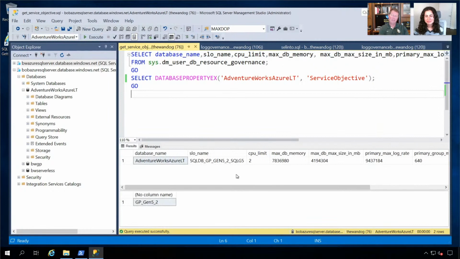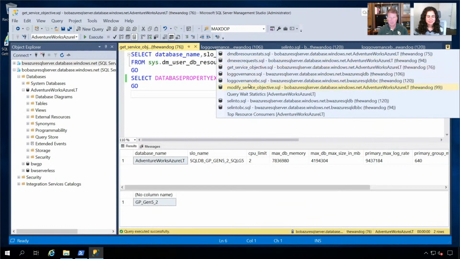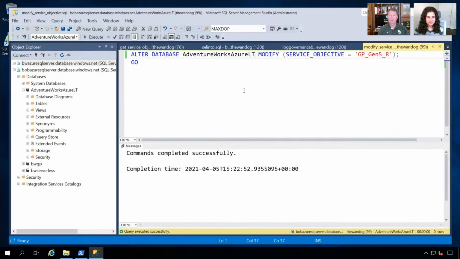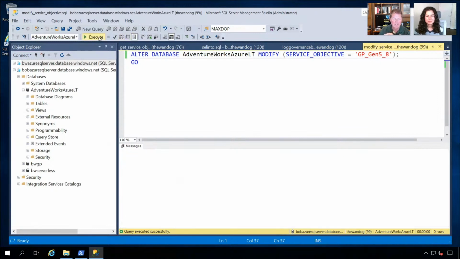So what I think I need to do is go to 8. That'd be kind of cool. So can I do that to T-SQL? I can. So I'm going to go here to modify service objective. Look at that. Altered database has been modified in the cloud to scale up. So let me just run this thing.